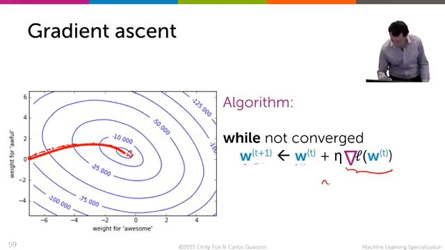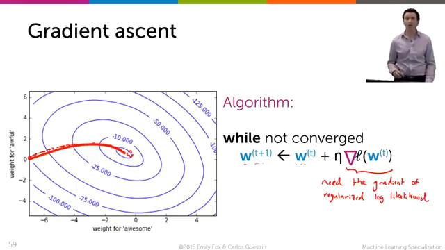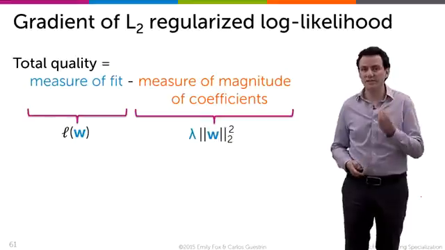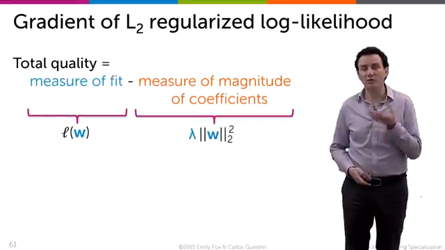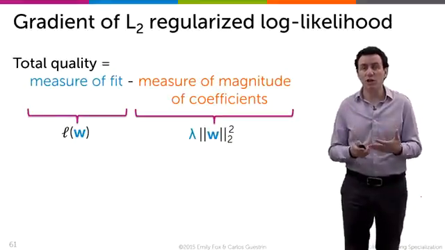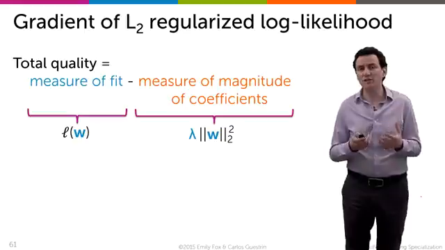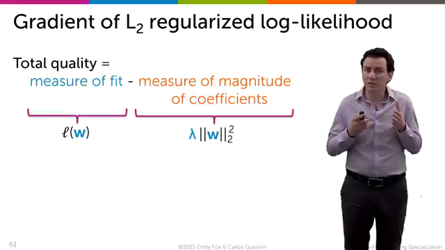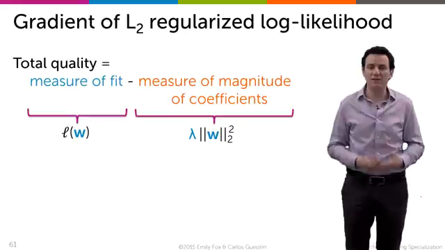So we somehow need the gradient of the regularized log likelihood. Let's see what that looks like. We've seen that our total quality is the sum of the log likelihood of the data, which is a measure of fit, minus lambda times our regularization penalty, which is this L2 norm squared. And so what is the derivative of this thing? This is the thing that we need to be able to walk in that hill climbing direction.